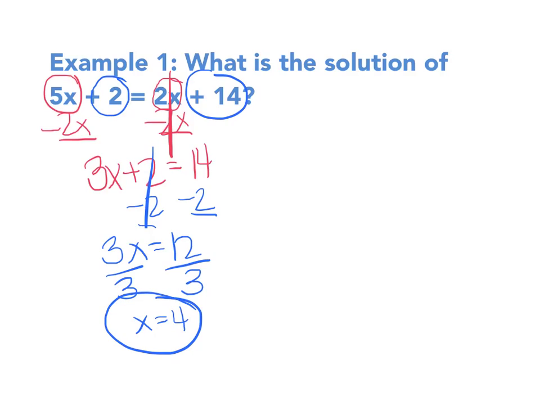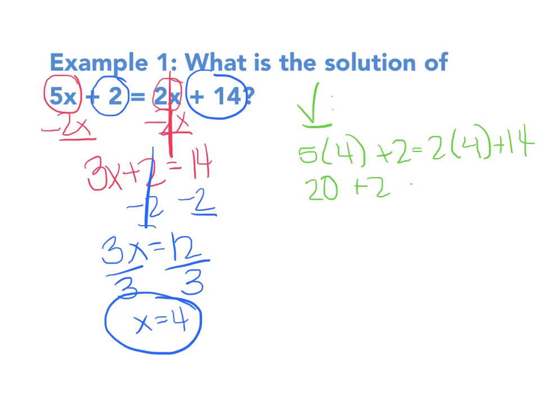I can do a check as well to make sure I did that correctly, because it's the first time we did this type of equation. So we get 5 times 4 plus 2 equals 2 times 4 plus 14. We get 20 plus 2 equals 8 plus 14. 22 equals 22. That is a true equation. We did it correctly.